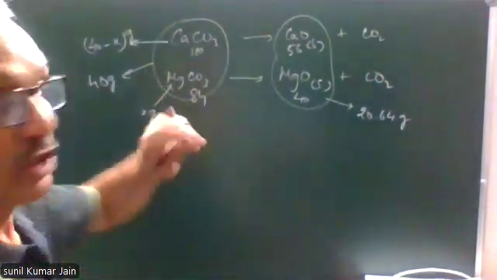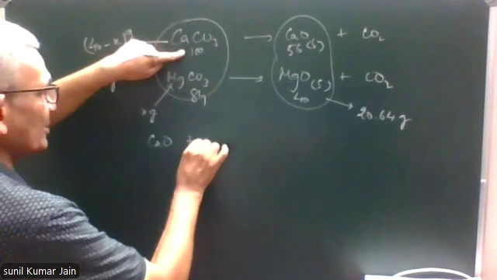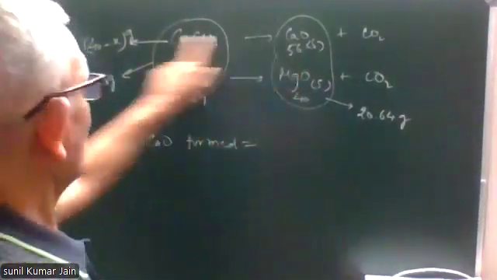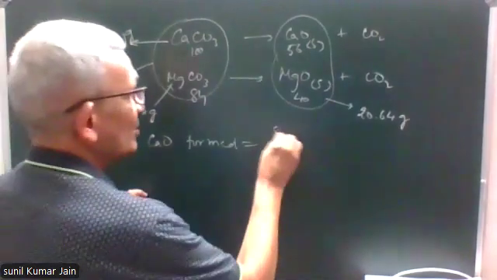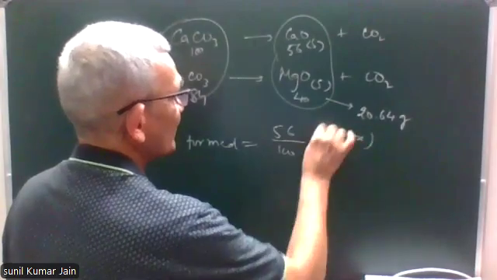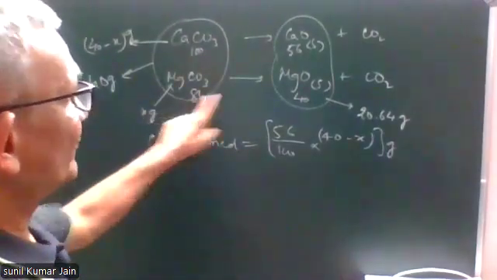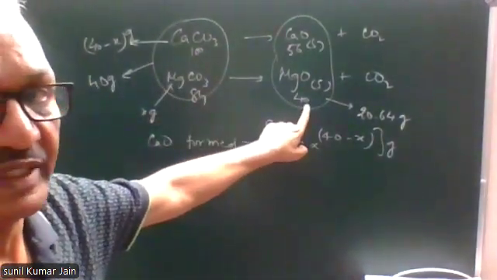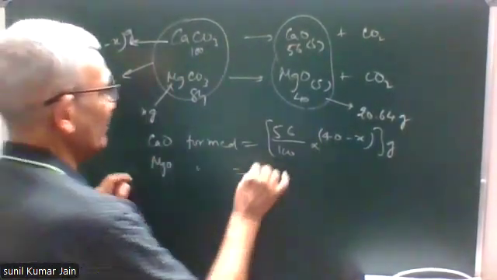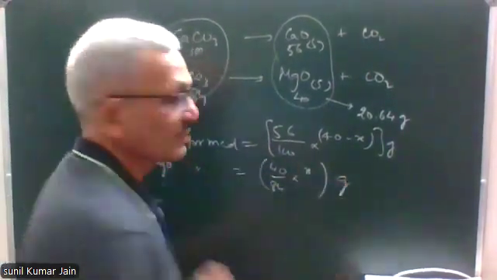Now, according to the equation, calcium oxide formed: 100 grams will give 56 grams. 40 minus X will give how much? So this will be 56 divided by 100 into 40 minus X. So many grams will be formed. Second equation, 84 grams gives 40 grams of solid, that is magnesium oxide. X will give how much?